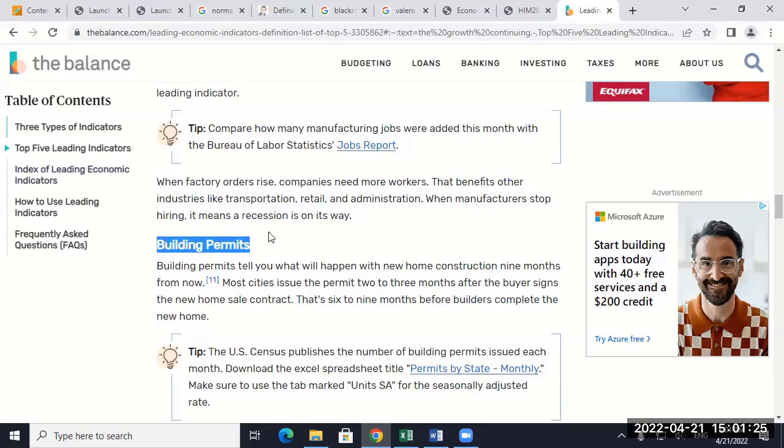Well, how would you tell? You look at building permits. Building permits tell you how much building is going to go on in 3 months, 4 months, right? Because you have a building permit today, then you have construction. So you see how that's a leading indicator.